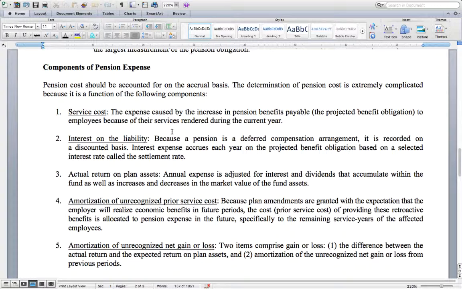Number 4 is the amortization of unrecognized prior service costs. I do not expect any specific details on how this is calculated, but essentially this is related to the fact that the employer will realize economic benefits in future periods. Therefore, the cost of providing these retroactive benefits is allocated to pension expense in the future. So there is a calculation done to recognize specific amortization of prior service cost.